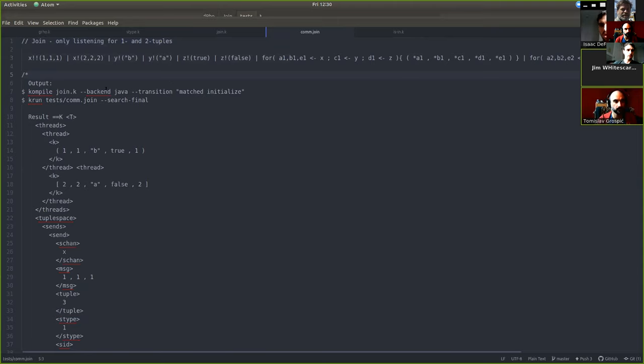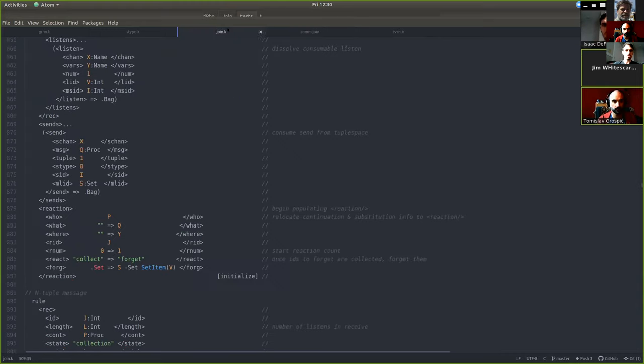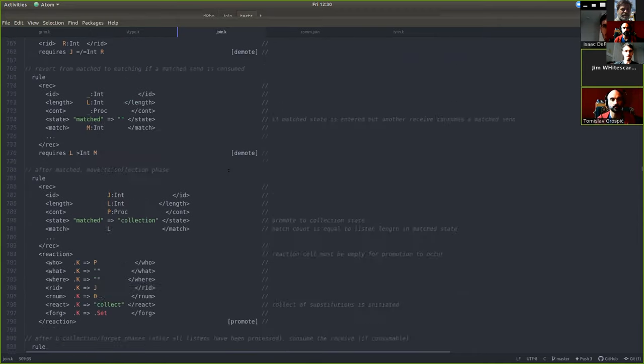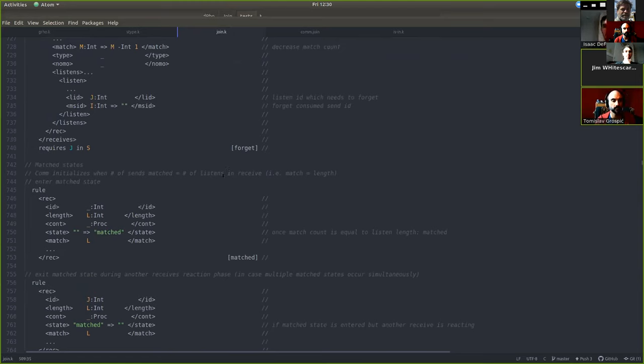So it looks like here when I did this, I declared this matched and initialize, those were my transitions. So we can just look at what the matched and initialized stuff is. Let's look at matched first, because I think it's up here. Yeah. So the point of match is, this really doesn't even do anything, basically. All this is saying is when I have a receive that has matched the same number of things that it has listens for. So if it's a join of three listens and it's matched three sends, then okay, I can start processing that as a COM event and start doing the reduction and the substitution and everything that follows.